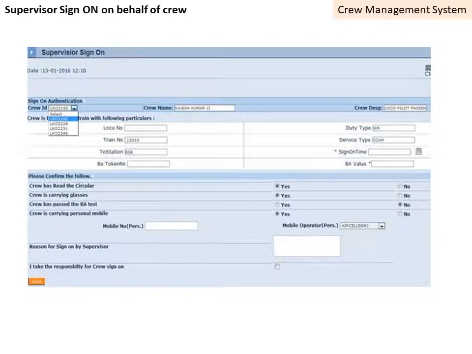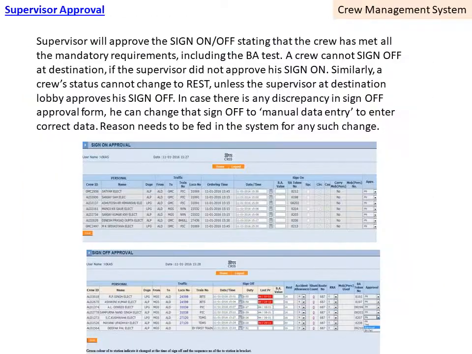Loco supervisor sign-on can be obtained by this form. He will select the crew name, designation and the loco number. The details obtained from the crew will be fed in here, along with his personal mobile and any remarks. The reason for signing on through the supervisor, due to failure of network, will be added here.